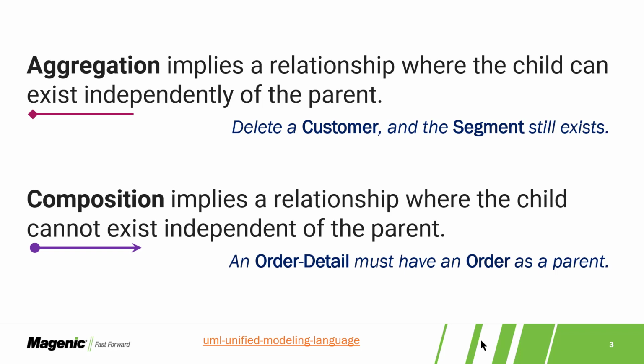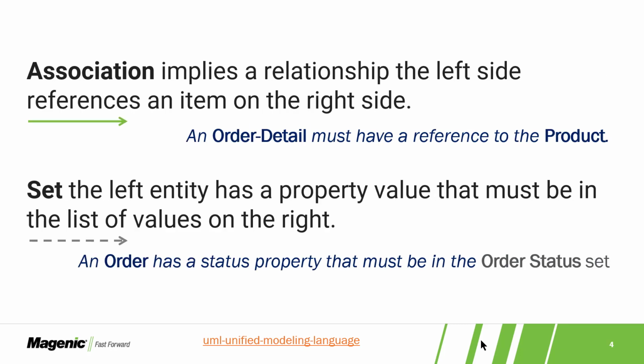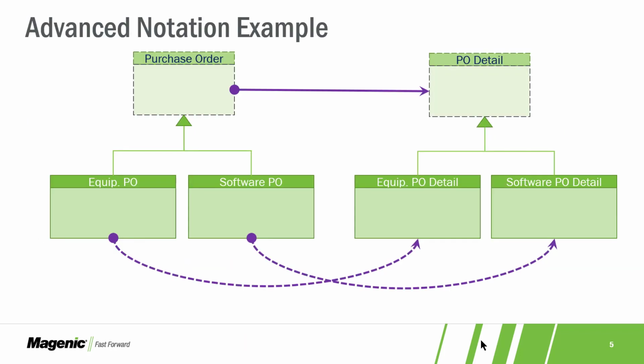Again, composition is a must exist. So an order detail must have an order as a parent. And usually when you're doing relational database modeling, you see the two things with different styles of foreign keys. One is an optional, one is a required. And we also see the association, which is just this points to that. And again, in relational databases, you can have a foreign key relationship, and it's the cardinality that's important, and also the direction of the relationship. And of course, a set, which in C# would be an enumeration. So far, so good.